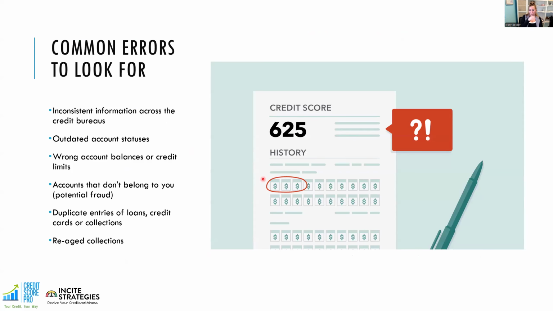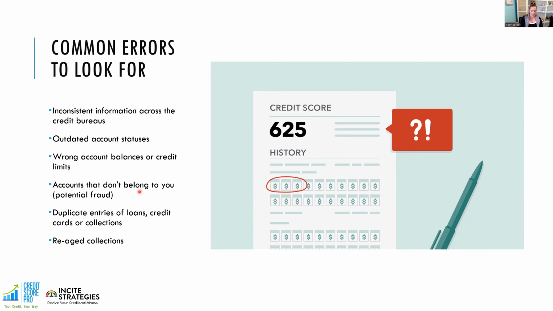So a lot of the things that are common on a client's credit report is just the inconsistencies across the bureaus. You can't really see that on a tri-merge report because everything's merged. Outdated account statuses. Sometimes you have clients that have charged off accounts and they tell you, oh, I'm in a payment plan on that. But that creditor didn't update the balance until the whole thing was paid off. They have to be reducing that balance over time, and often they don't. That goes into wrong balances, wrong credit limits, accounts that don't belong to the client.